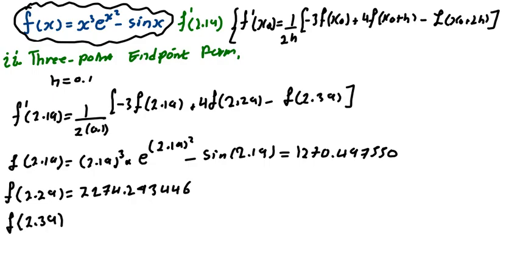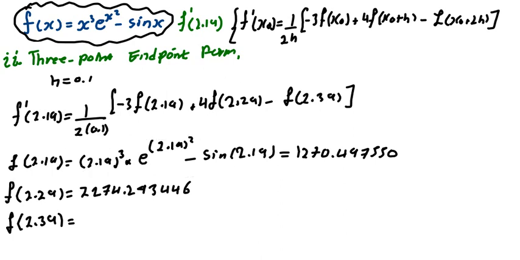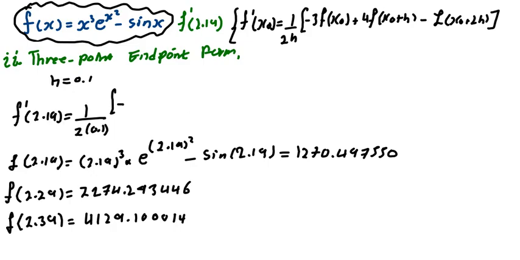Then the last part, which is 2.39. If you substitute in the same way as I've done here and punch on your calculator, you're going to end up with 4129.1000014. By the way, I'm not rounding off these values. So if we do all the substitutions that we are supposed to do, here we have a 3 open bracket.